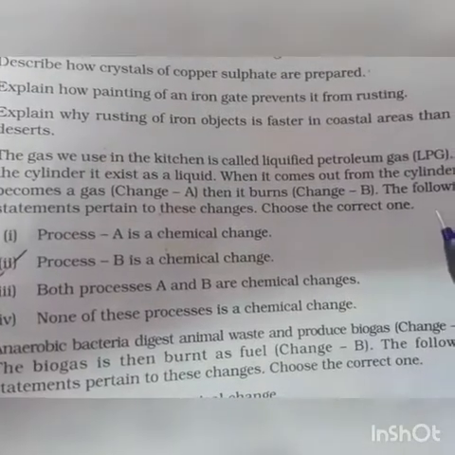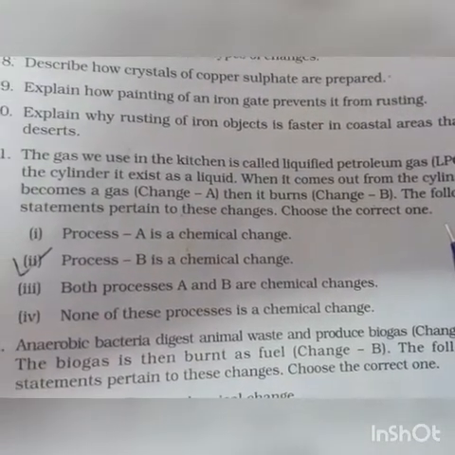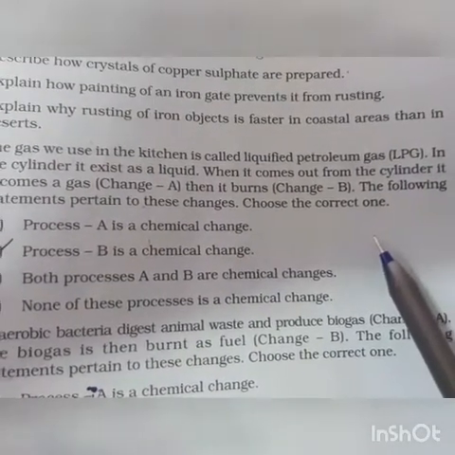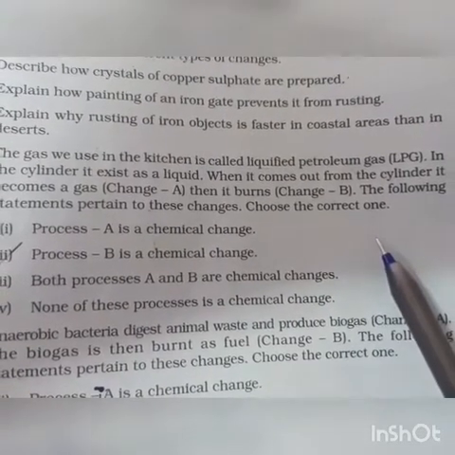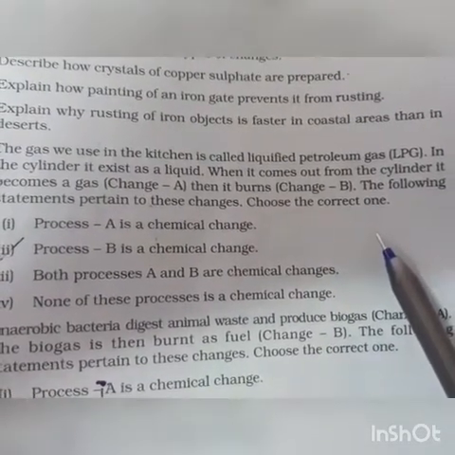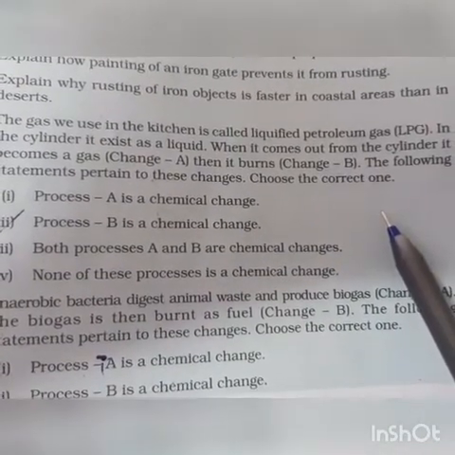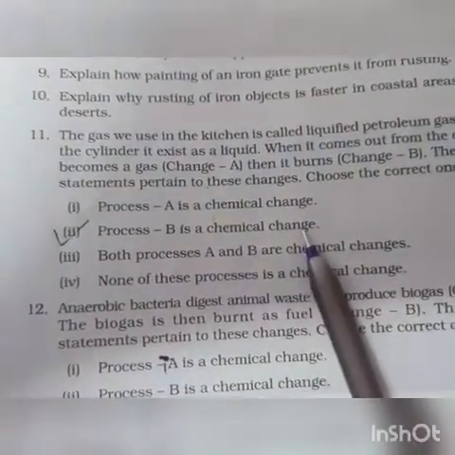In the cylinder, it exists in the liquid form. When it comes out from the cylinder, it becomes a gas. Change A. When it burns, change B. The following statements pertain to these changes. Choose the correct one. Process A is a chemical change. Process B is a chemical change. Both process A and B are chemical changes, and none of the processes is a chemical change. The correct answer is process B is a chemical change.